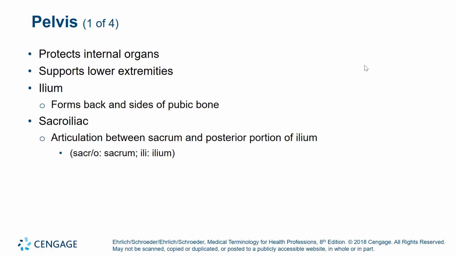Next, we have the pelvis. So the pelvis protects internal organs. It supports lower extremities. The ilium forms the back and sides of the pelvic bone. And the sacroiliac, looking at that term, sacro is sacrum, ili is ilium. It's the articulation between the sacrum and the posterior portion of the ilium.